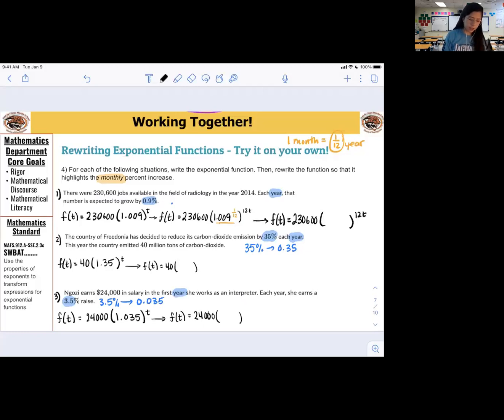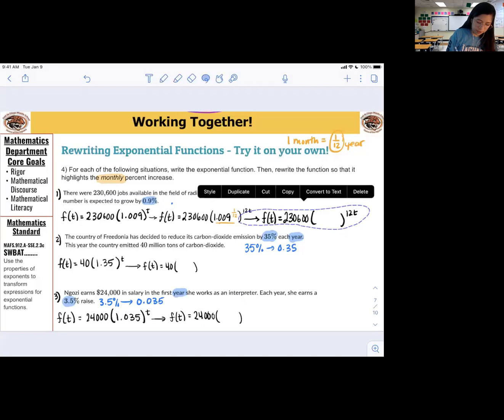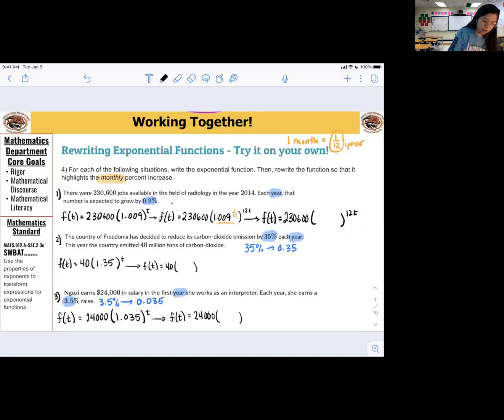Okay, for number one, when you plug it into your calculator, what do we get? 0.009 to the power of 1 over 12. What do we get? It's going to be a big decimal. That's okay. What do you get?